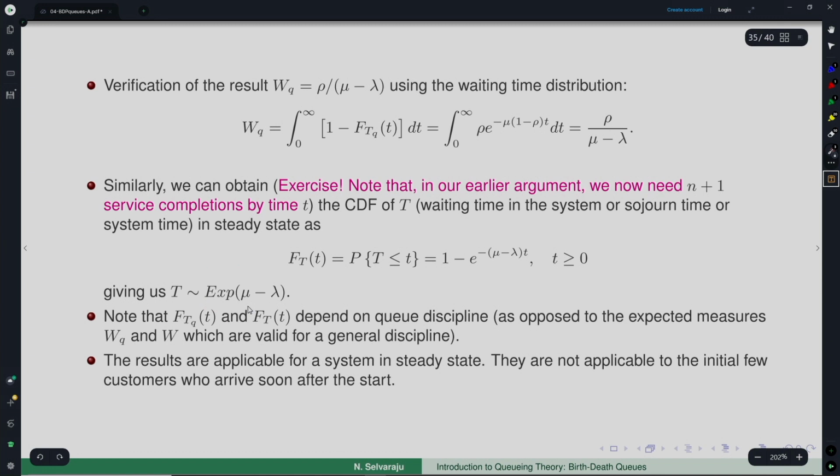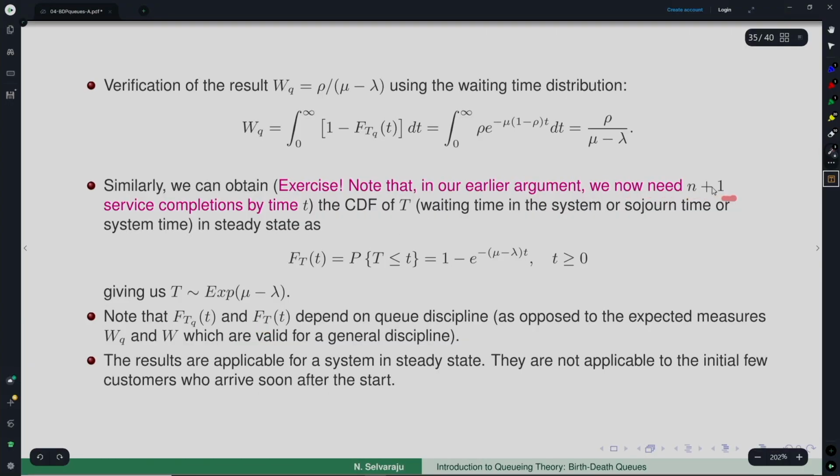There is no mixed distribution here. It is a pure exponential distribution with parameter mu minus lambda, or mu times 1 minus rho, if you want to call it that way. So, the system time or sojourn time in an M/M/1 queue is exponential, whereas the delay time in an M/M/1 queue is a mixture of an exponential along with a degenerate random variable.